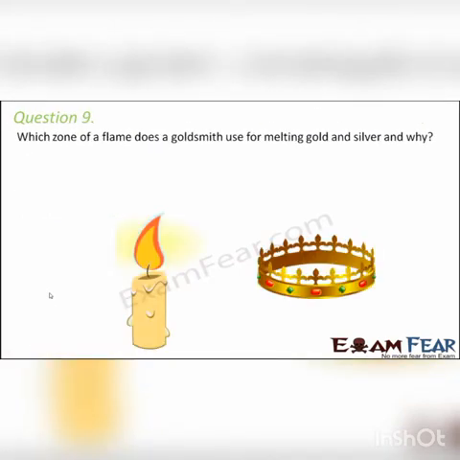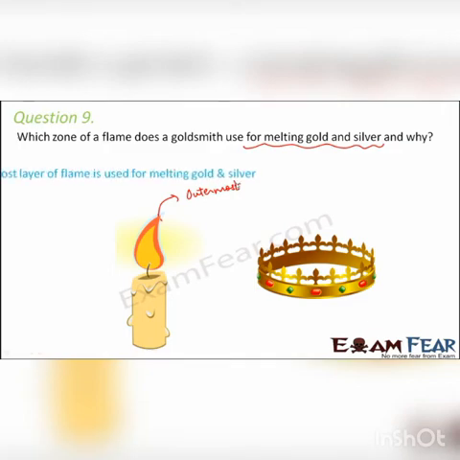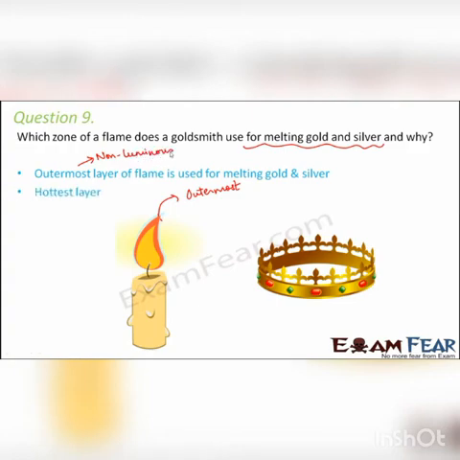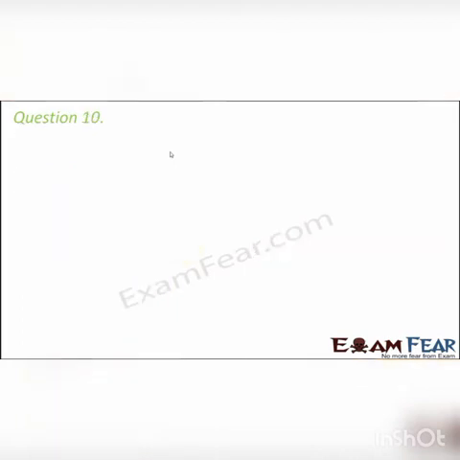Question number 9. Which zone of a flame does a goldsmith use for melting gold and silver? Now for melting gold and silver, the goldsmith needs a lot of heat, and which is the hottest layer? The outermost zone. So the outermost zone, the non-luminous zone, is the hottest zone and is used by the goldsmith. So the outermost layer of the flame is used for melting gold and silver. This is also known as the non-luminous zone, because it is the hottest layer.